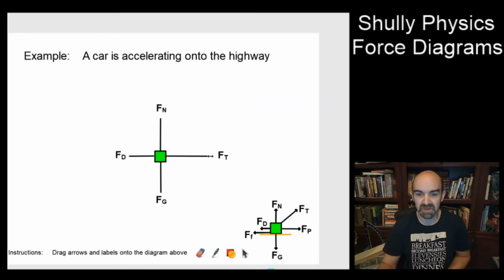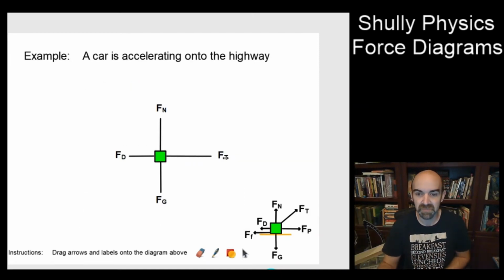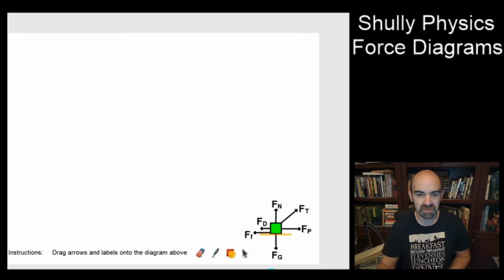Now, if you do want to slow down, here's what you could do. You could decrease the thrust. And look at that. If the thrust is less and the drag is more, that means the car is going to accelerate backwards. If it's moving forward, it's going to have a backward acceleration, meaning it's going to slow down. So these force diagrams are going to start revealing a lot of information about these scenarios, and that's why we make them.